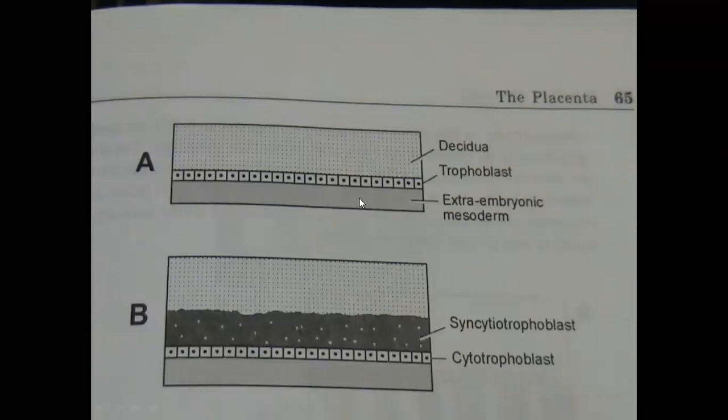This is the extraembryonic mesoderm that developed from the trophoblast. Then you have the trophoblast, the outer covering. Then this is the decidua, that is the uterine endometrium. Now the trophoblast later on, in diagram B you see, gives rise to two layers: one is cytotrophoblast, one is syncytiotrophoblast. This is the formation of villi.